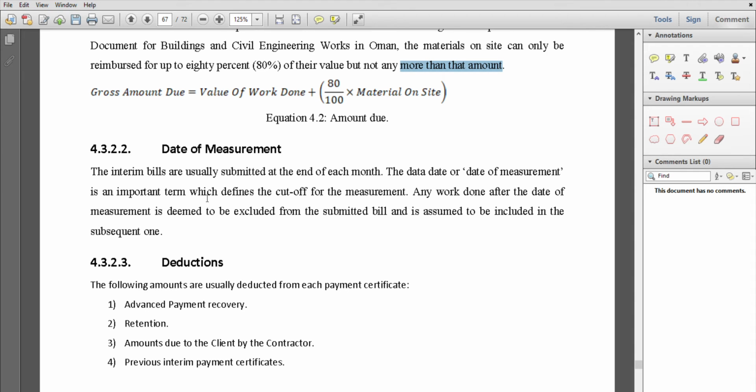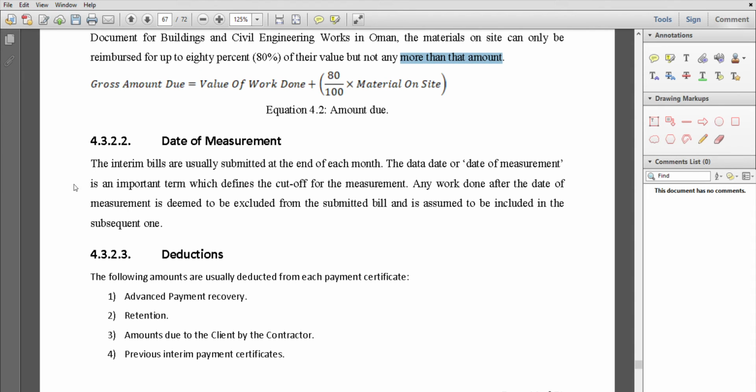When you do the date of measurement, the interim bills are usually submitted at the end of each month. This is the unit rate mechanism. The date of measurement is an important term which defines the cut-off for the measurement. So you cannot submit the work that you are expecting to be done next week. They will tell you that on this date you have to stop, cut off the measurement up to this date, and you calculate what you have done.